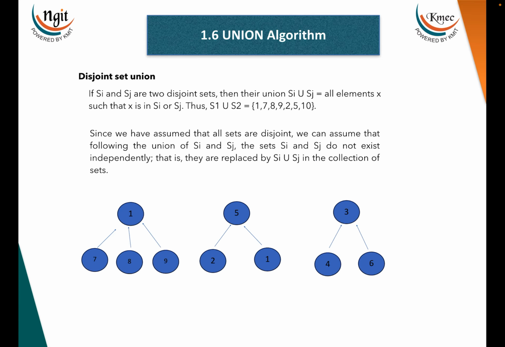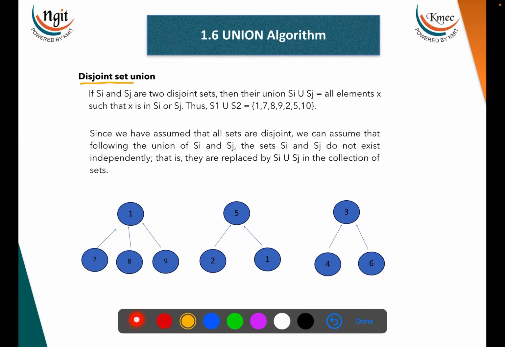Previous to this video, we already discussed what a disjoint set is. A disjoint set is a set where you find no common element. Let us assume that two sets Si and Sj are said to be disjoint sets when Si intersection Sj is equal to phi, meaning no common element will be found between two different sets.